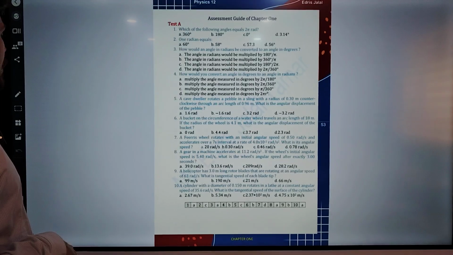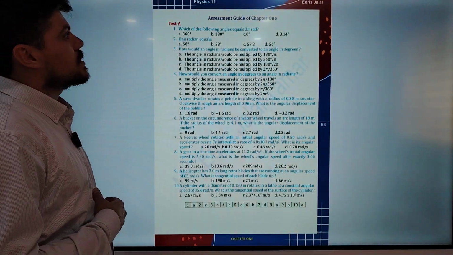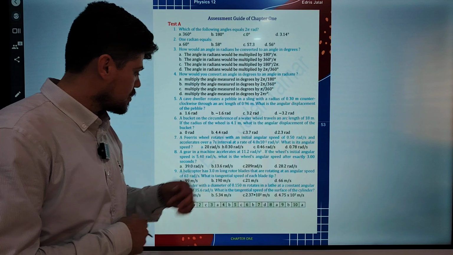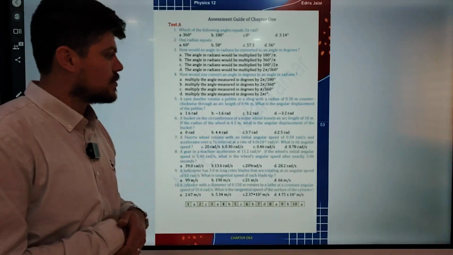Okay? So these are the questions of the assessment guides, and the answer key is already here. You can check your answers.